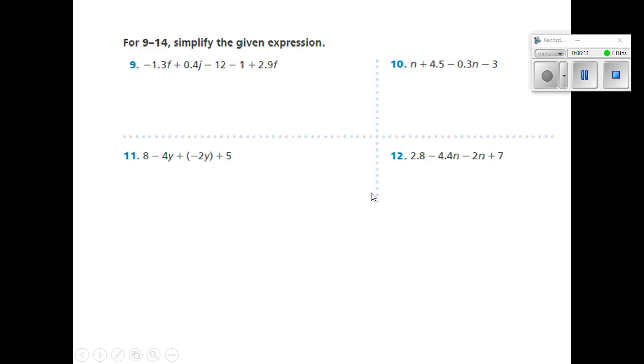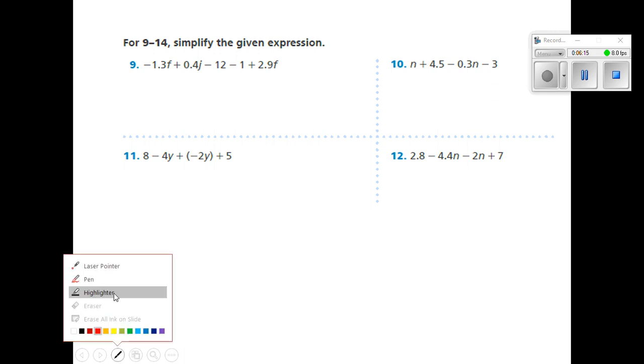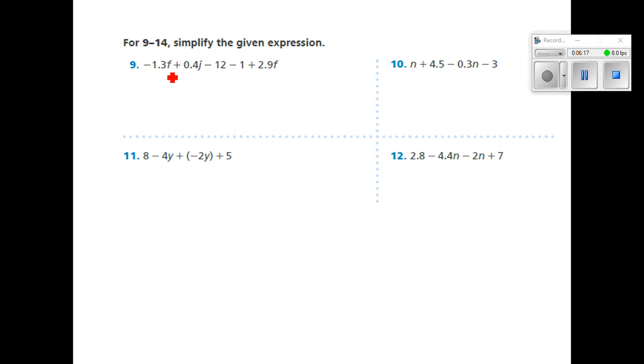Number 9 says simplify the given expression. Once again, we're going to look at the like terms. We've got something that ends in F here. The only other one that ends in F is this one. So we've got negative 1.3, and then we've got positive 2.9. We take the big number minus the small number, and we keep the sign of the big number. So 9 minus 3 is 6.